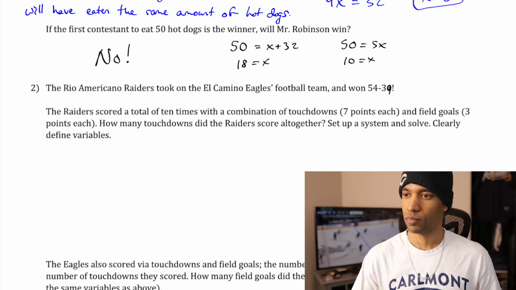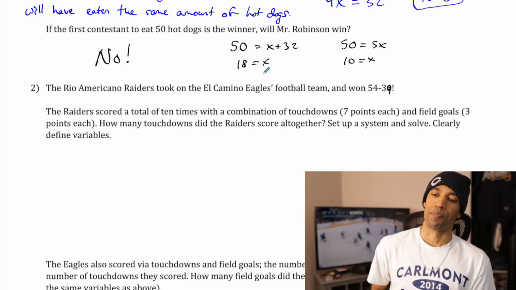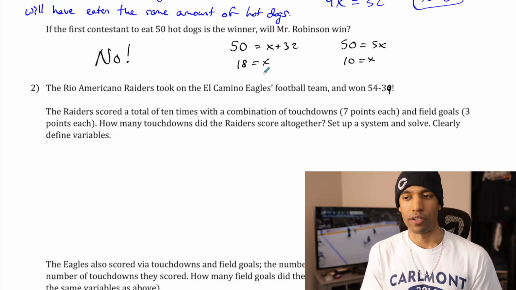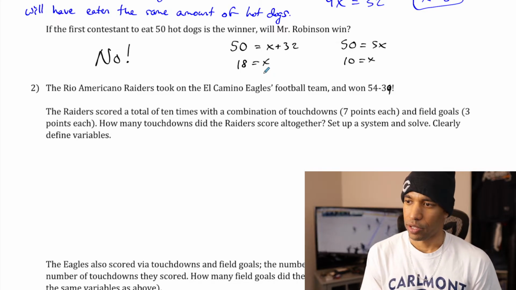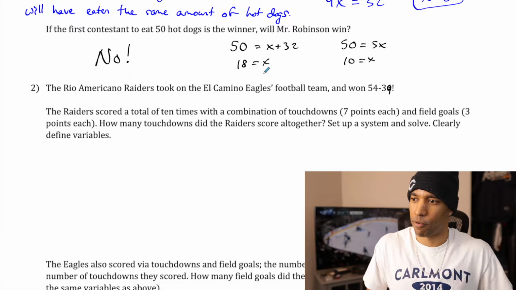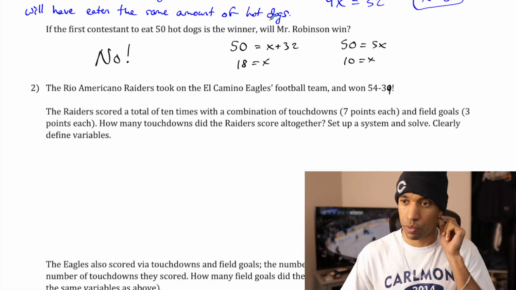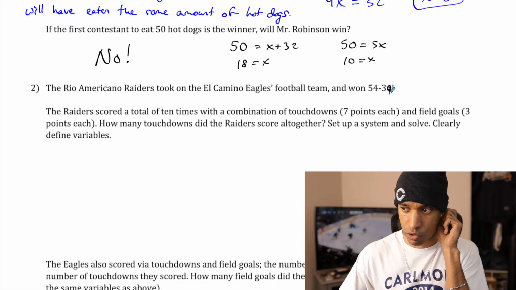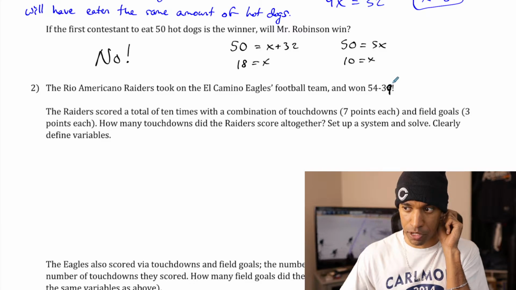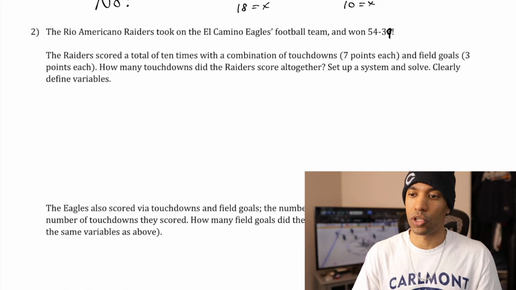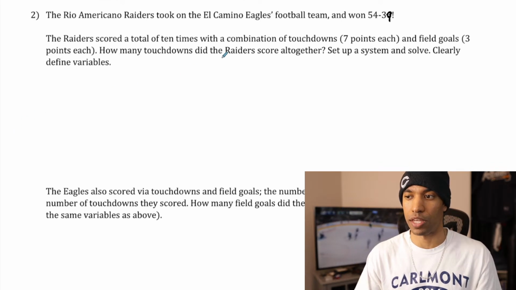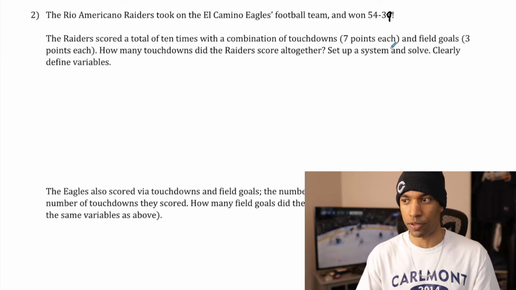So, finish number 1. Number 2. The Rio Americano Raiders took on the El Camino Eagles. These are our schools. El Camino Eagles football team and won 54-39. Changing that to a 9. If yours isn't changed in any sort of PDF or thing you want to do, change it from 36 to a 39, please. The Raiders scored a total of 10 times with a combination of touchdowns and field goals.